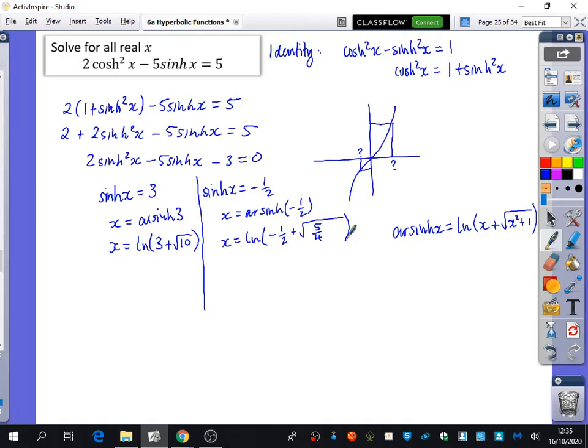And you could actually do a bit of work on this, which you don't have to do, but I'm going to do just to show you that there are further stages you could do if they said show that. This is root 5/2, so they both have a common denominator of 2. So it's actually root 5 minus 1/2. And the ln of root 5 minus 1/2, what kind of number do you think that is?